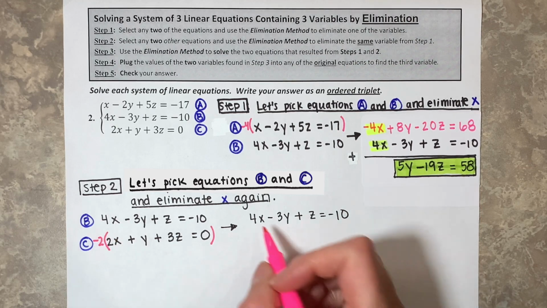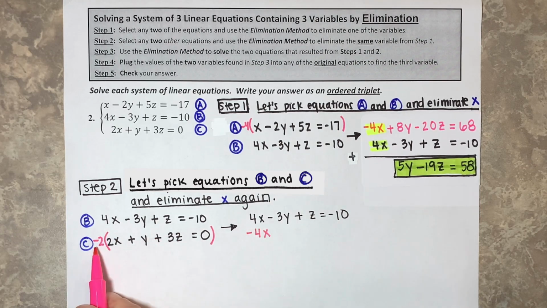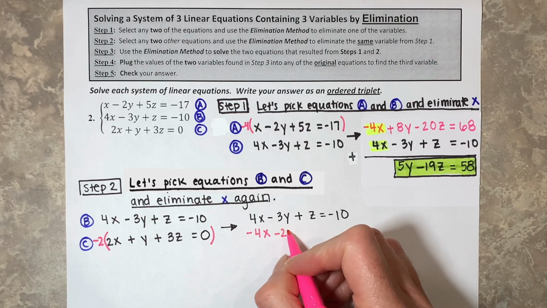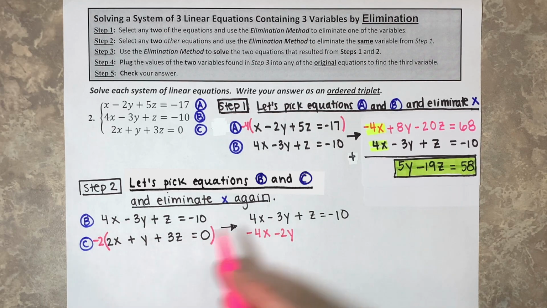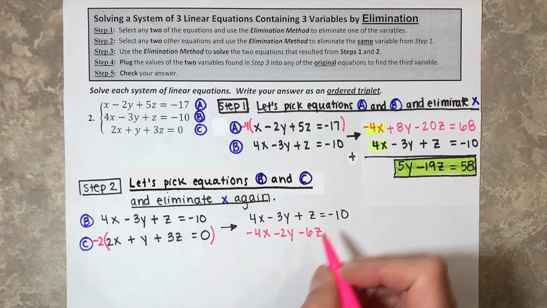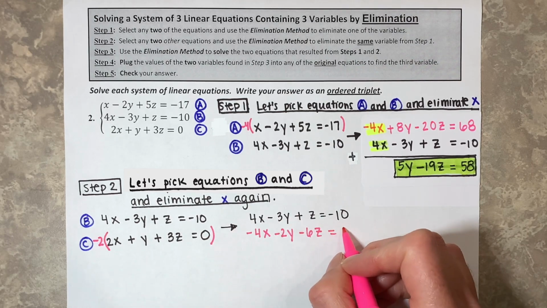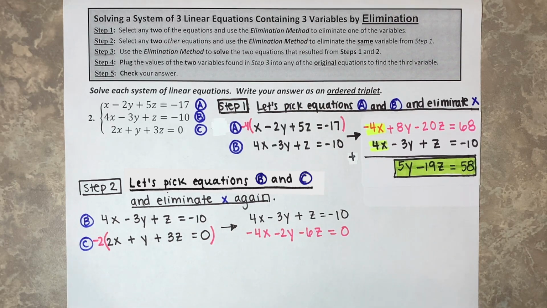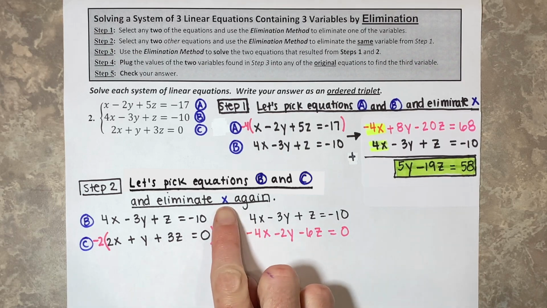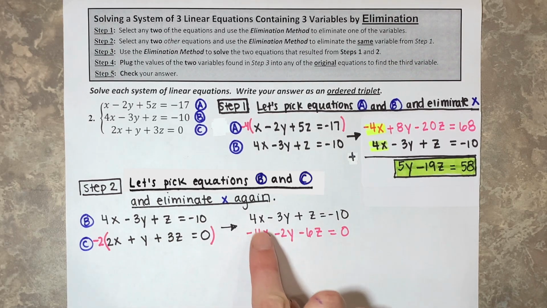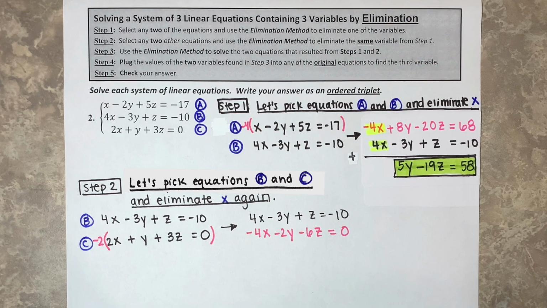Negative 2 times 2x will give us negative 4x. Negative 2 times y will give us negative 2y. Negative 2 times 3z will give us negative 6z, and negative 2 times 0 will give us 0. Now we can see that we're on the right track because we wanted to eliminate x, and we've got the x's to have matching but opposite coefficients.